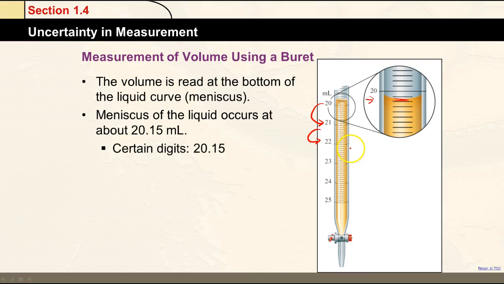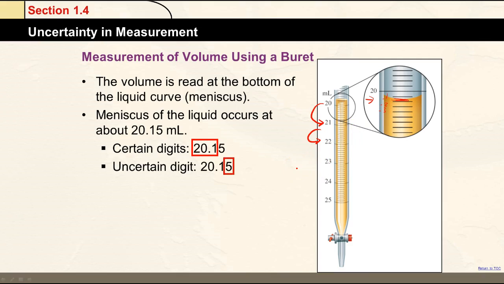If we look at the certain digits, that's going to be these first 3 here, 20.1. Because as we go down, this is 0.1 and 0.2 and 0.3 and so on. And if we're in between there, we don't know exactly, there's no line to tell us exactly how much between those two lines we are, right? There's no way to measure that exactly. So that's our estimated part of our number. So the uncertain part, the estimated digit, would be our 5 at the end.